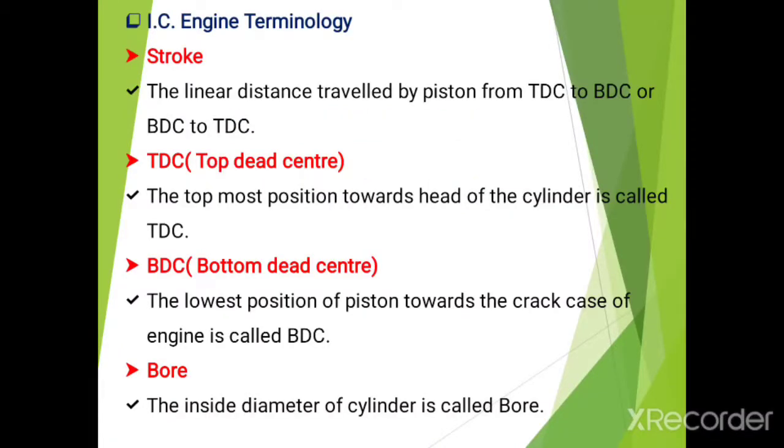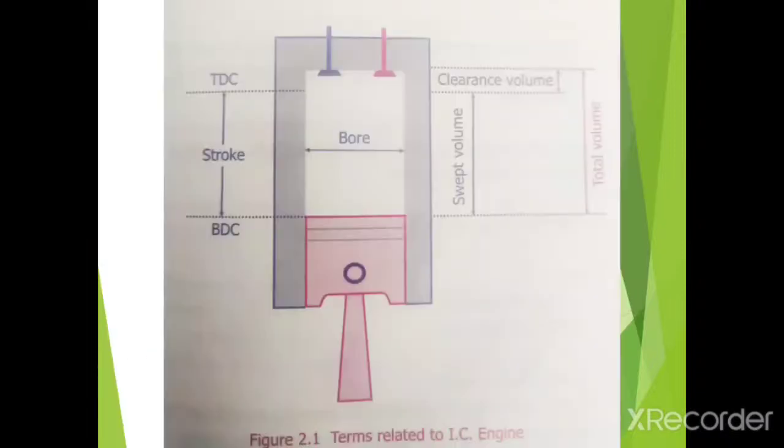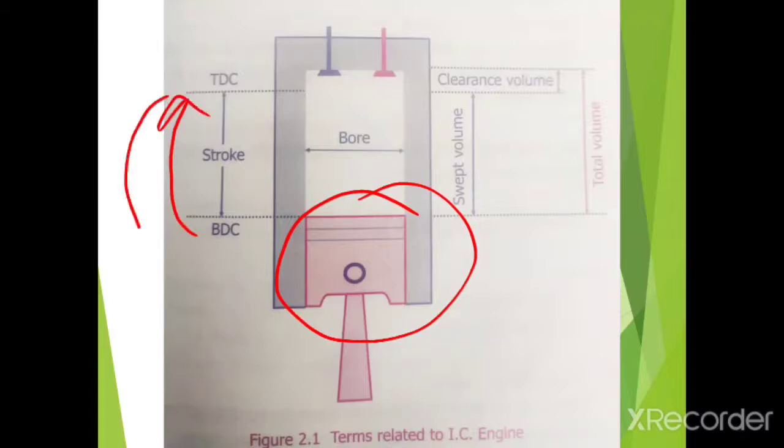The linear distance traveled by piston from TDC to BDC or BDC to TDC is called stroke. This is the diagram which represents the terms related to the IC engine. So the first term, stroke, means the distance traveled by this piston from BDC to TDC or TDC to BDC. That distance is called stroke, and it is denoted by the letter L.